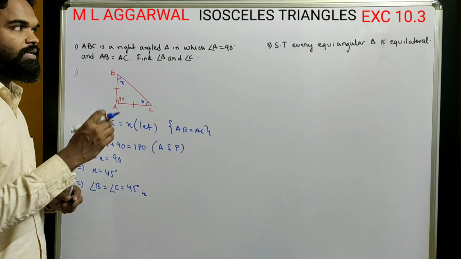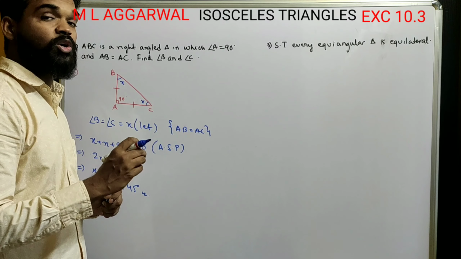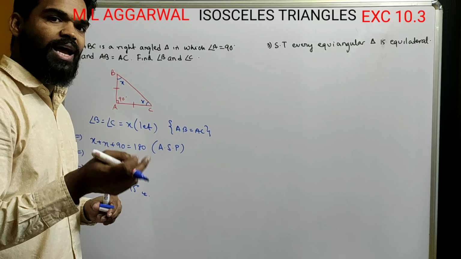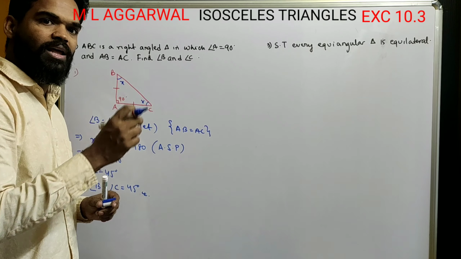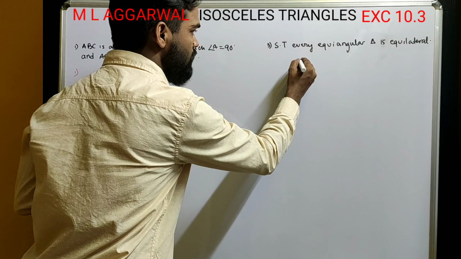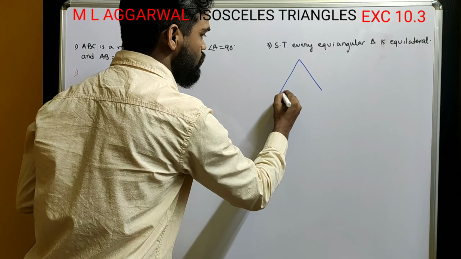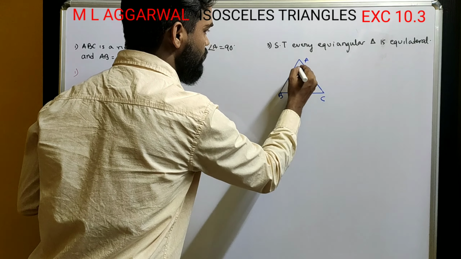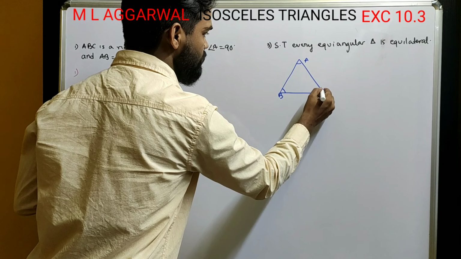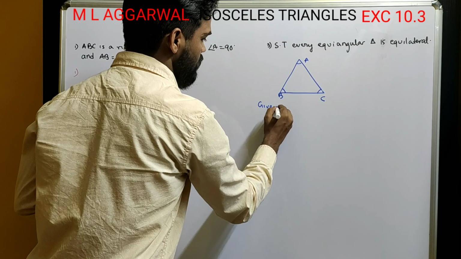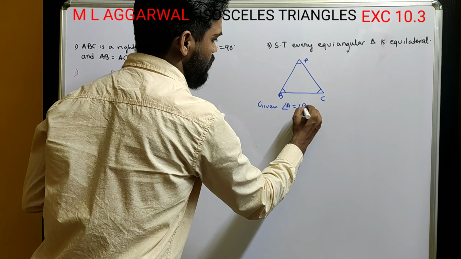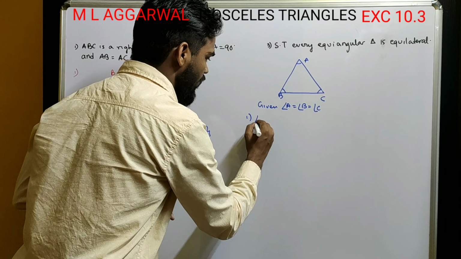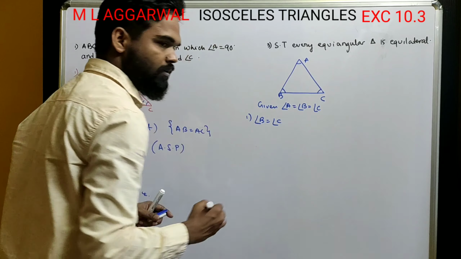Now look at this sum. Sum number 3 says that show that every equiangular triangle is equilateral. What do you mean by equiangular? Equiangular means all the angles are equal. So let us take a triangle ABC, and given angle A is equal to angle B is equal to angle C.